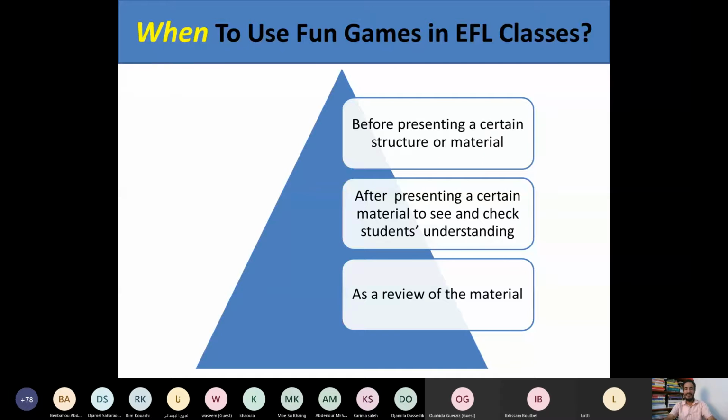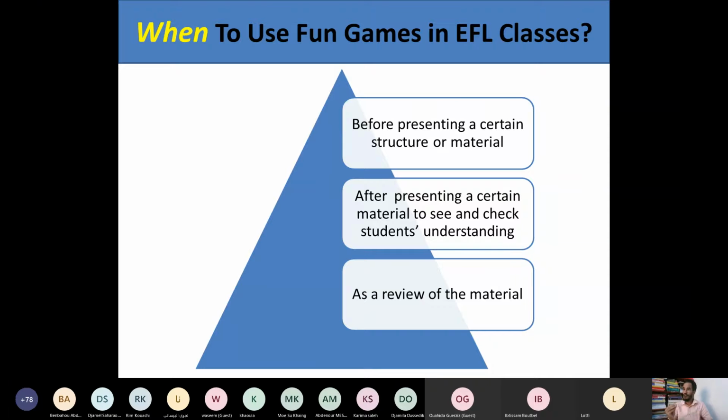Now, another question. When to use fun games in EFL classes? And here, I can tell that there are five times. Number one, we can use games before presenting a certain structure or material. Before you start your lesson, you want to motivate your learners. You want to engage your learners. You want to create an enjoyable learning environment from the very beginning. So you can start a game.